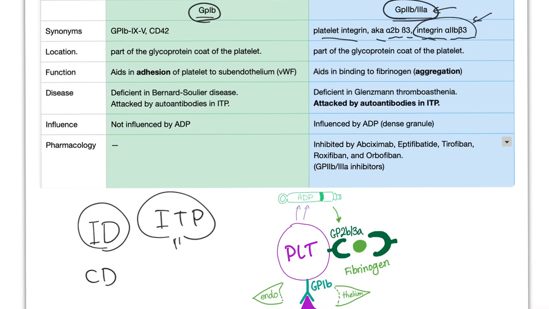Pharmacology. There are no drugs that I know of that target the GP1b. However, there are many drugs that target the GP2b3a, such as abciximab, eptifibatide, tirofiban, roxifiban, or lamifiban. Who named these things? Collectively, they are known as GP2b3a inhibitors, which makes perfect sense.